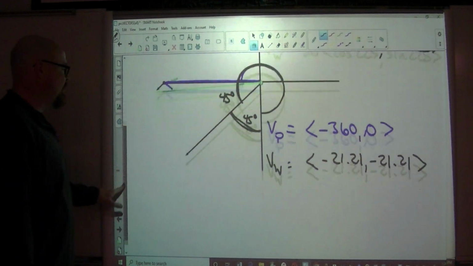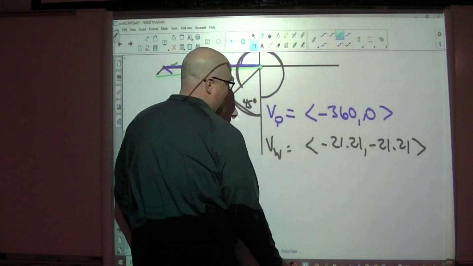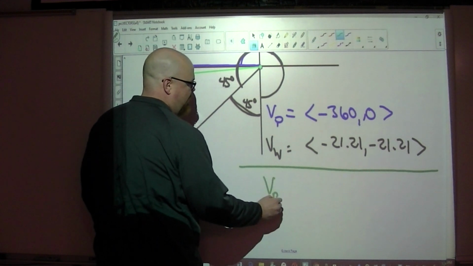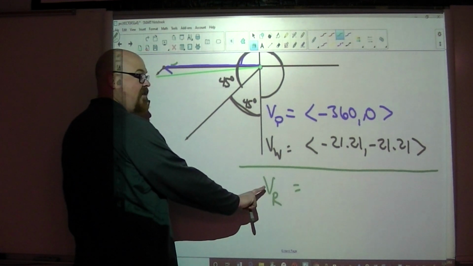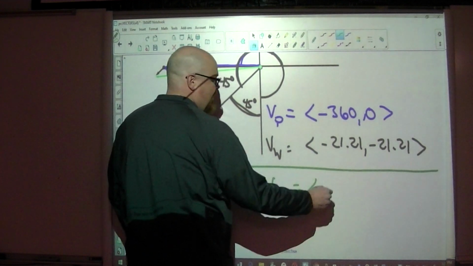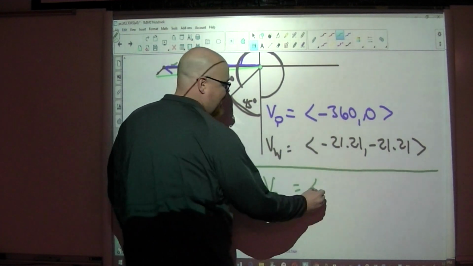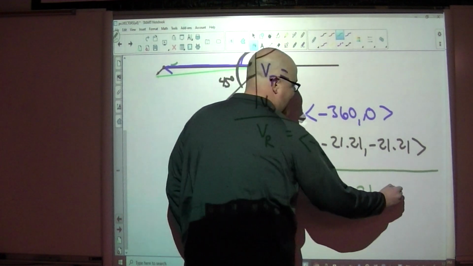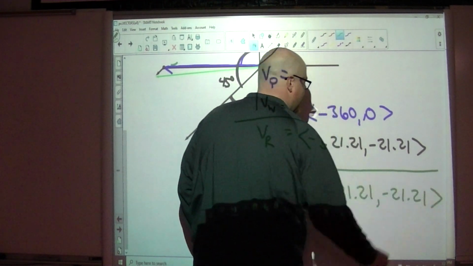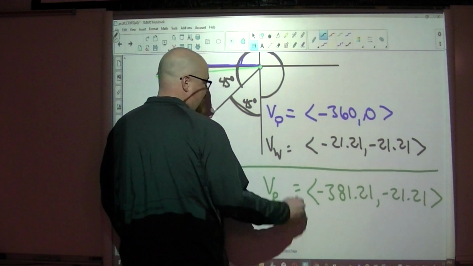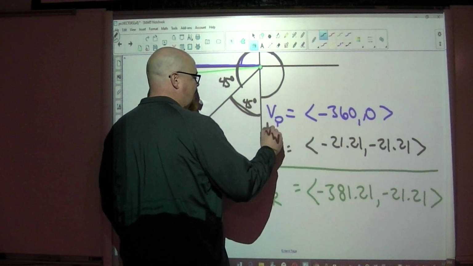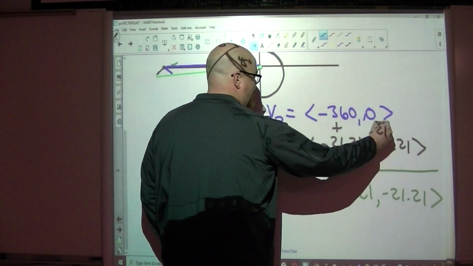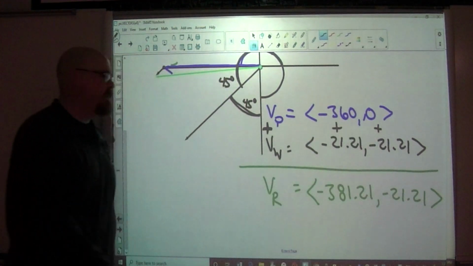Okay, now for the resultant velocity, we had that as the green vector, okay? So the resultant velocity vector, if I add these together, I get negative 381.21, and I get negative 21.21, right? We're adding these to find the result of the plane with the wind. So we're adding these straight down, we're adding 0 to this, we get that same number.